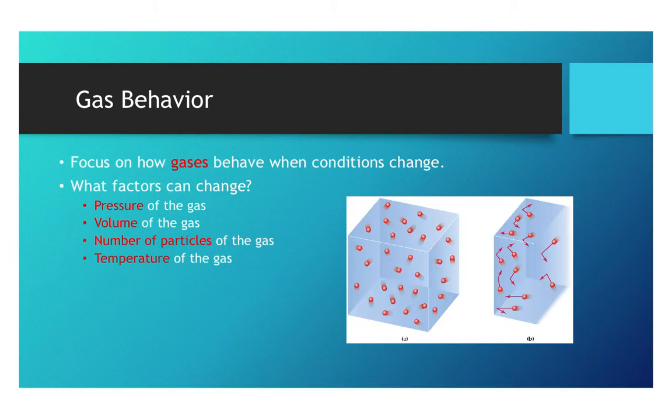All right. When we talk about gases in this unit, we're really going to be focusing on gas behavior, or in other words, how gases behave when conditions change. What do we mean by conditions? Well, some different things that can change about gases are the pressure of the gas, the volume of the gas, the number of particles of the gas, and the temperature of the gas. All of these are things that we need to understand, along with some definitions of them. So that's what this set of notes will go through.